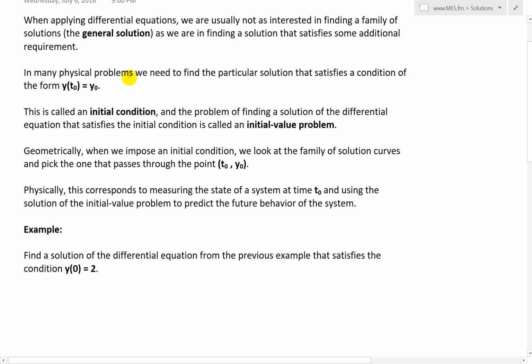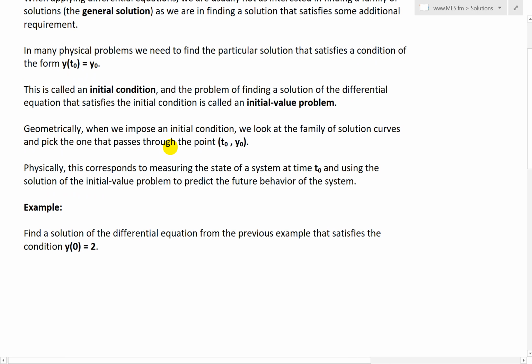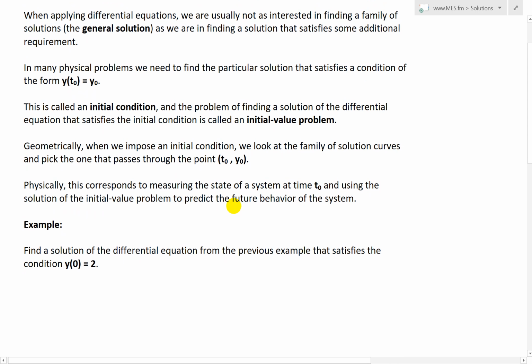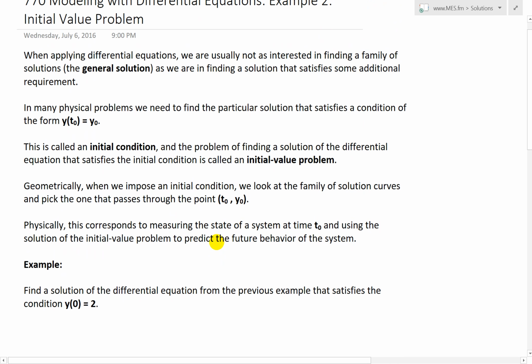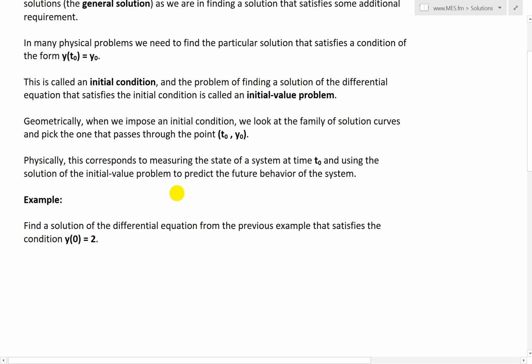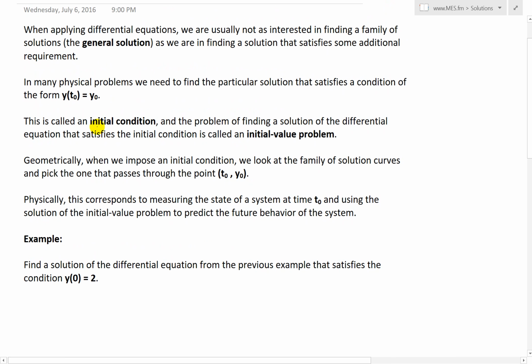In many physical problems, we need to find the particular solution that satisfies a condition of the form y of t0 is equal to y0, or y naught. I think that's how you call it in some areas. When I was doing engineering in school, they called it y naught. I don't know why. This is called an initial condition.